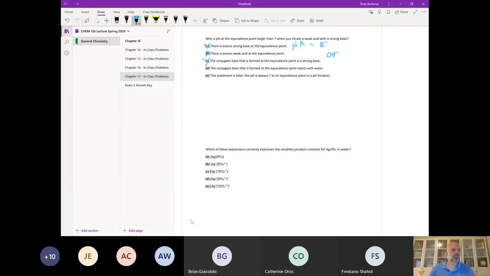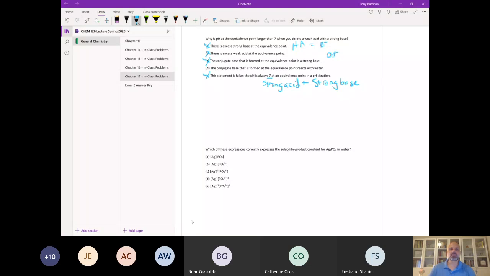Since most people are voting for D, I'll cover E first. The statement is false. The pH at the equivalence point is not always 7. This is a pH titration, and 7 is only the case when we have a strong acid and a strong base. This is the only time that this statement is true, when they're both strong. So obviously E is not correct.